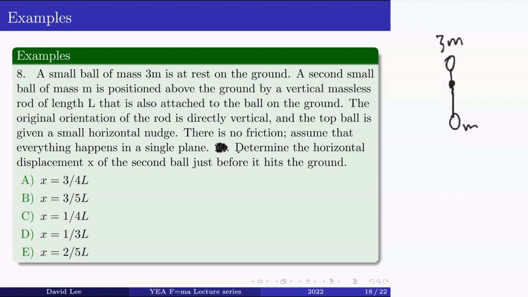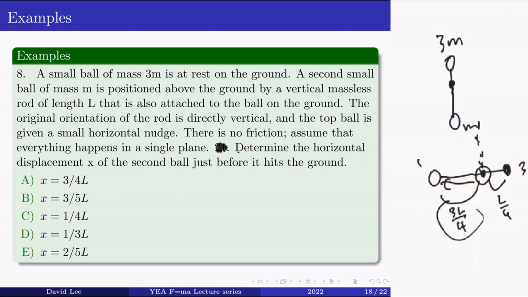The key thing to notice here is that there's going to be gravity in the vertical direction, but there aren't any forces in the horizontal direction. So what this means is that the center of mass can accelerate in the vertical direction, but it can't accelerate in the horizontal direction. So after it falls down, the center of mass will be right below where it was before. Initially the second ball was here, now it moved here. And since this is 3 times the mass of this one, this will be L over 4, and this will be 3L over 4. So this is our answer.